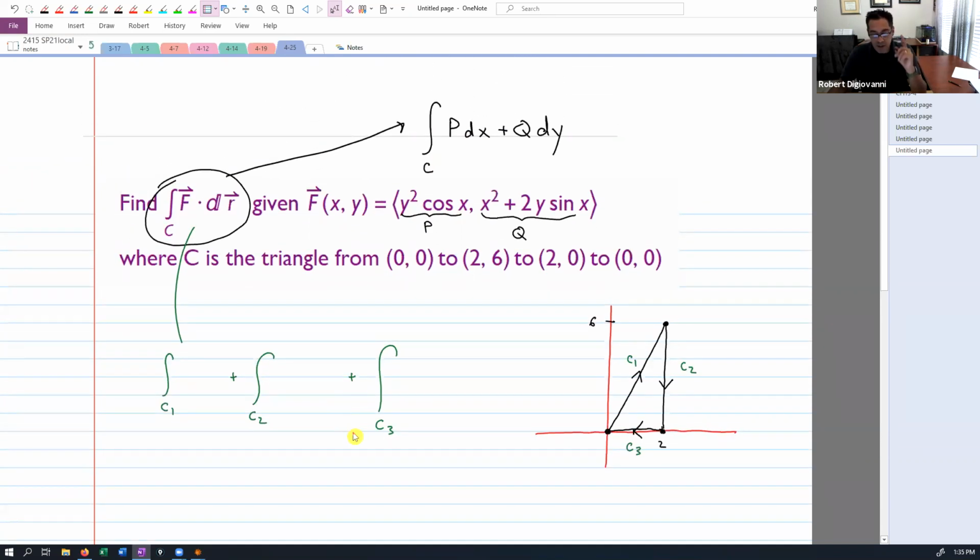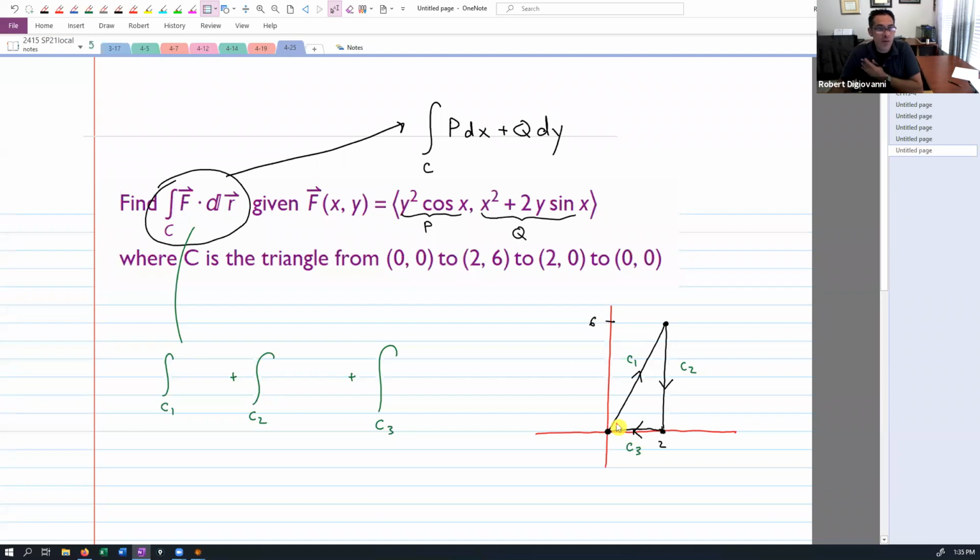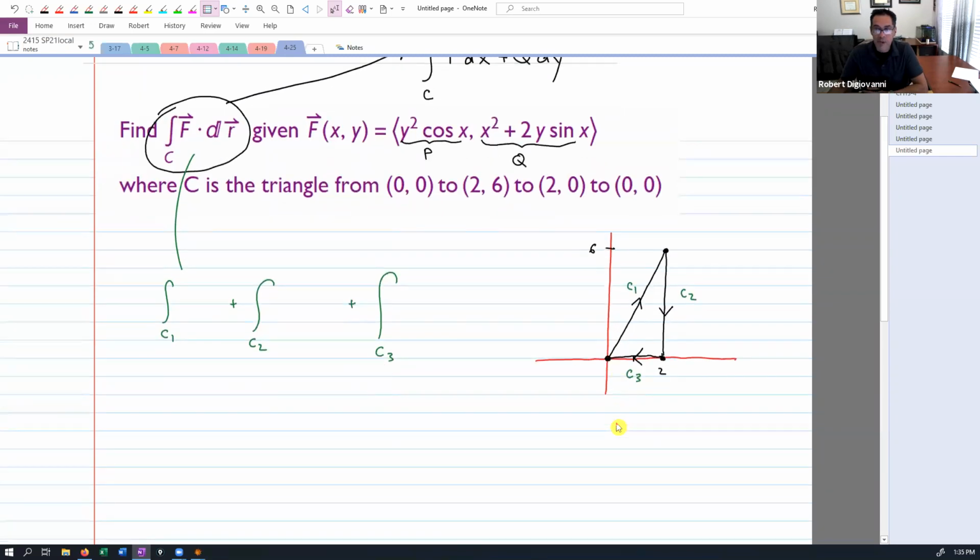But because this is a closed path, we should be able to use Green's theorem. There is one problem though. Do y'all see what the problem is? Clockwise. Yeah, it's clockwise. And Green's theorem only works if it's positively oriented. So what I'm going to do is this.